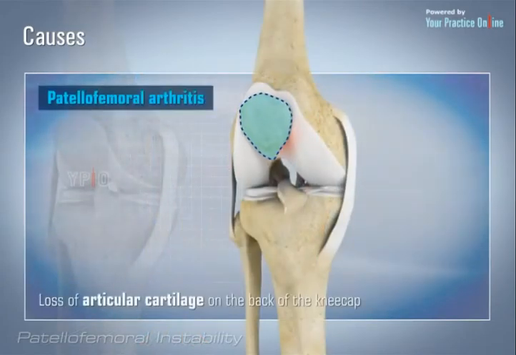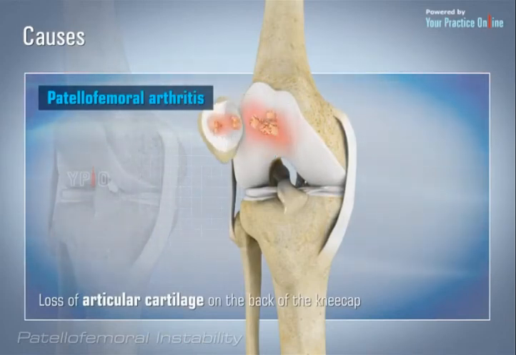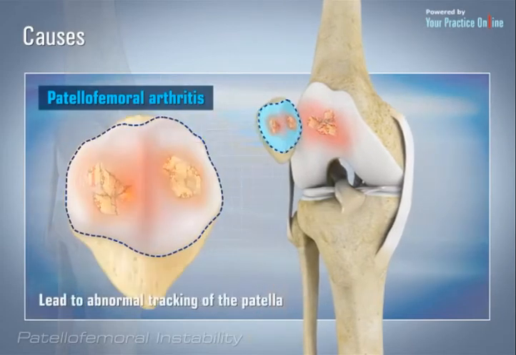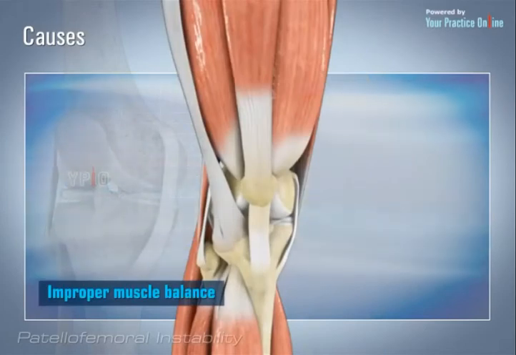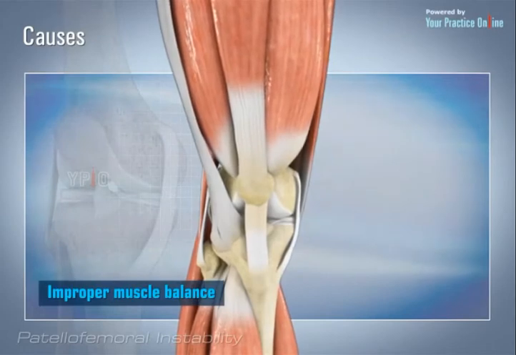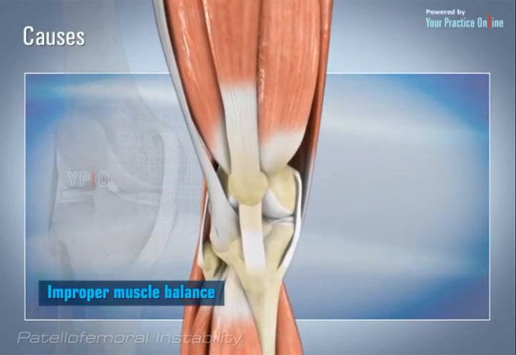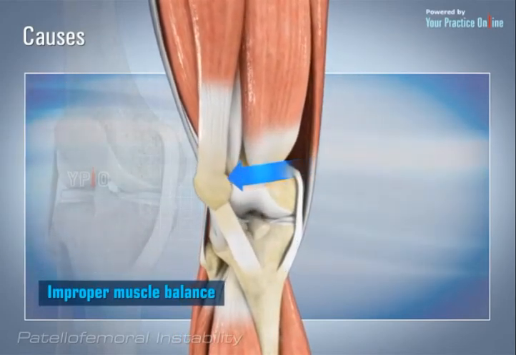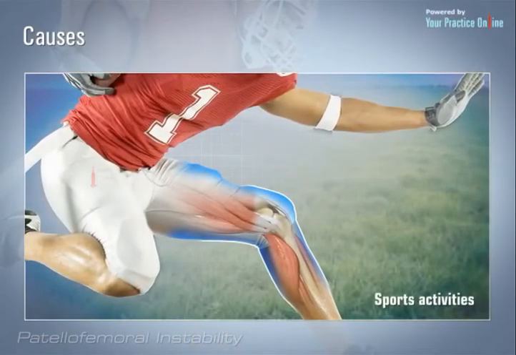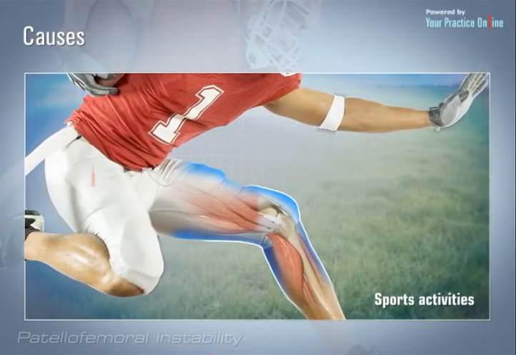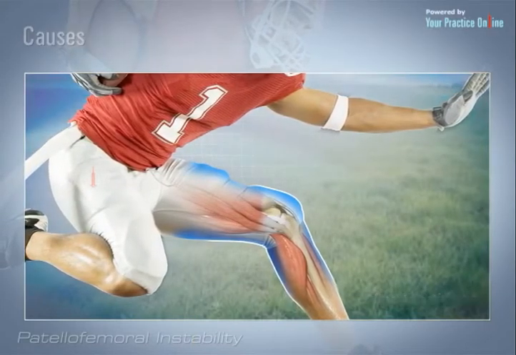Patellofemoral arthritis. Patellofemoral arthritis occurs when there is a loss of the articular cartilage on the back of the kneecap. This can eventually lead to abnormal tracking of the patella. Improper muscle balance, weak quadriceps, anterior thigh muscles can lead to abnormal tracking of the patella, causing it to subluxate or dislocate. Young, active individuals involved in sports activities are more prone to patellofemoral instability.